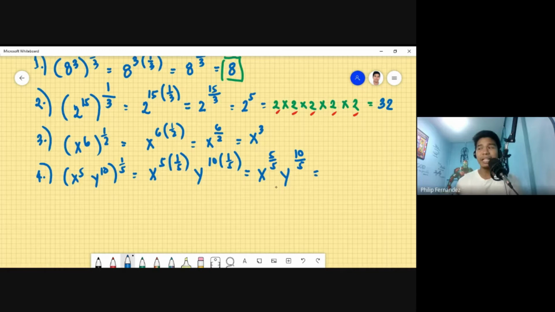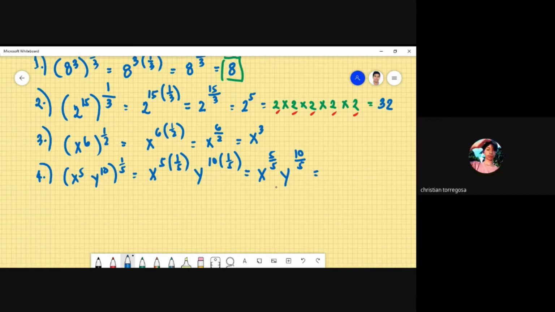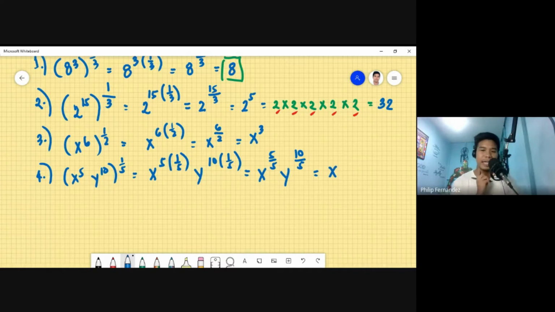And then, simplify lang din natin, magkahiwalay. X muna. What is 5/5? 1. So, x na lang siya. Hindi na natin ilalagay yung 1. How about sa y? Ano ng exponent ng y? 10 divided by 5. So, your final answer is x y squared. Would that be clear? Okay, tingnan natin. Let's have another example.